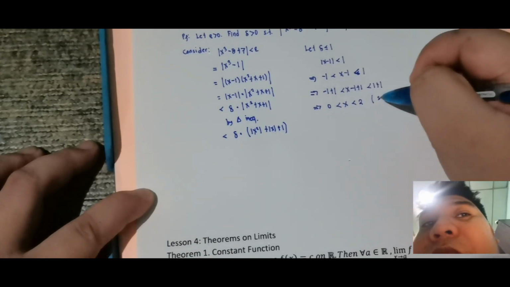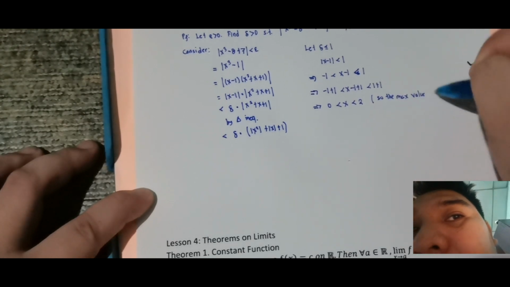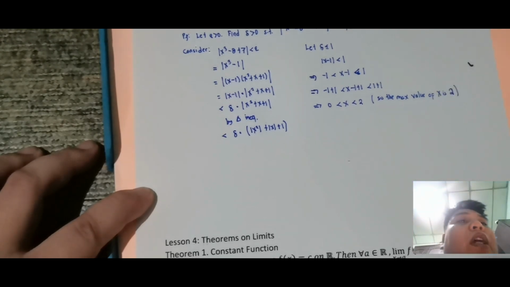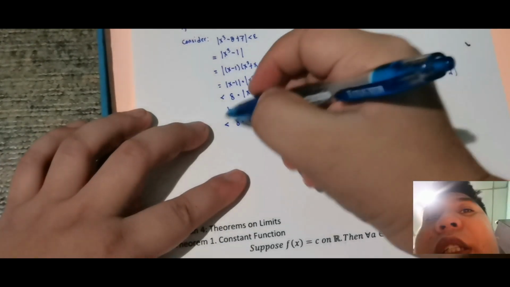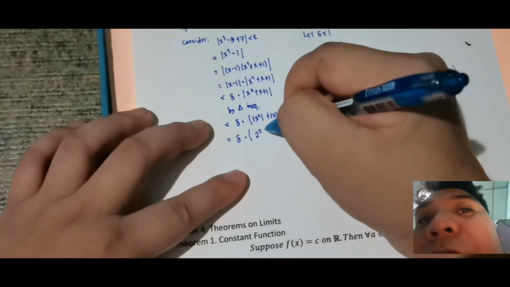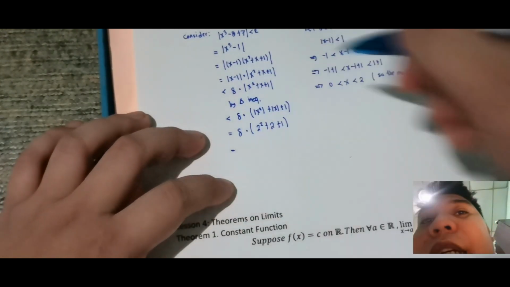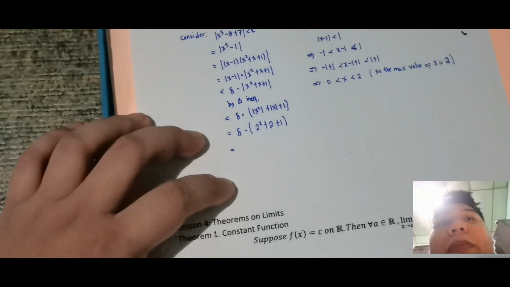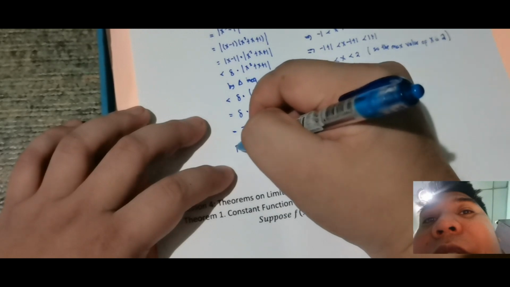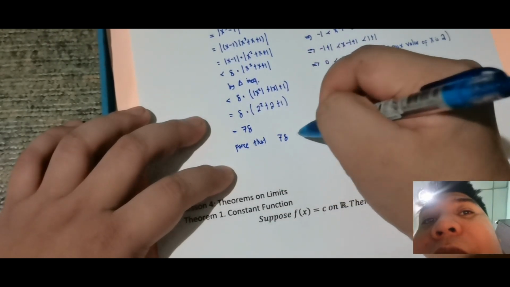So ano yung maximum value ng x? The maximum value of x is 2, kasi 2 yung nakikita ko eh. So therefore, pwede ko i-apply yun dun. So this is equal sa delta multiplied by 2 squared plus 2 plus 1. Which is equal sa 4 plus 2 is 6 plus 1, that is 7. That is 7 delta. Okay, so we will force that 7 delta is less than epsilon.